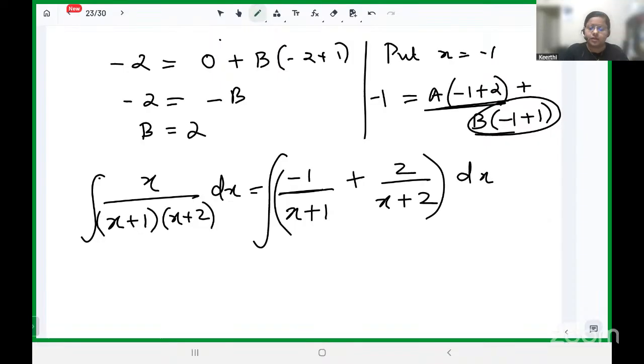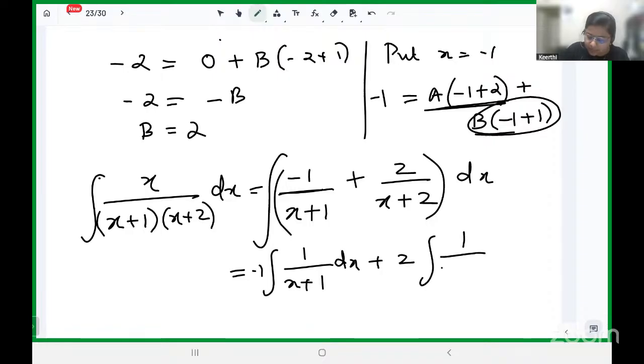Now we can split it. The property of indefinite integral, that is we can split it, right? So this will become integral minus 1 by x plus 1 dx plus 2 into integral 1 by x plus 2 dx.